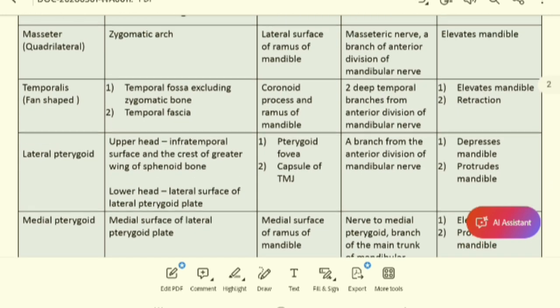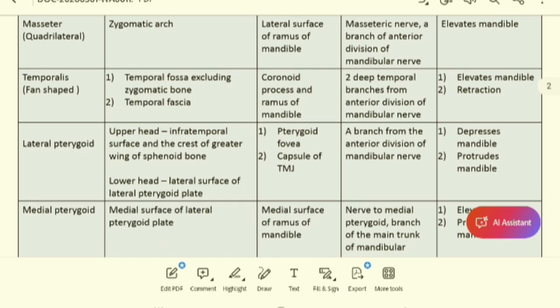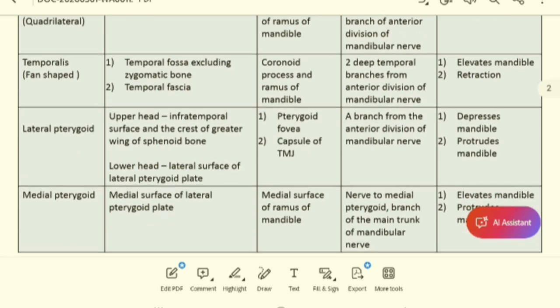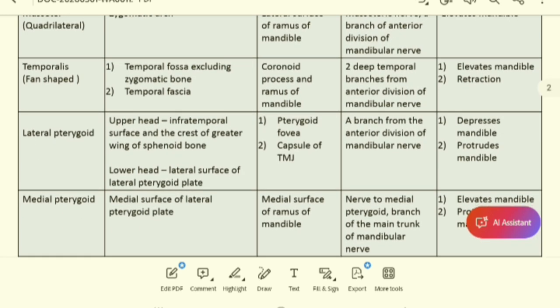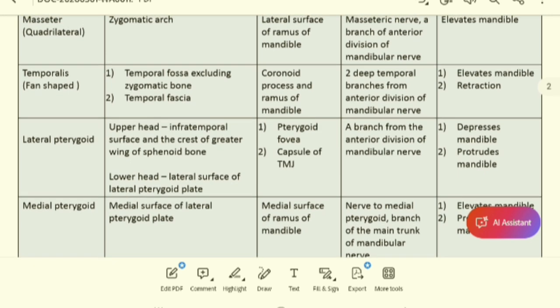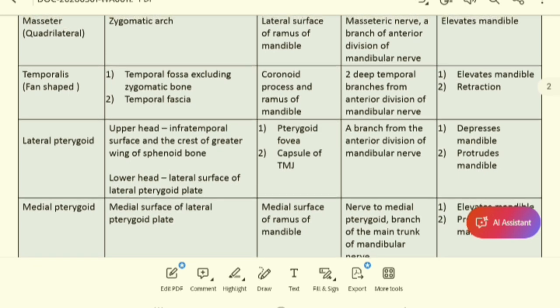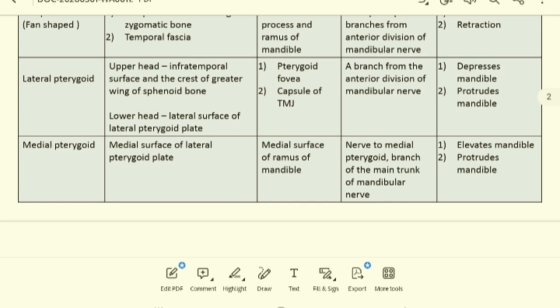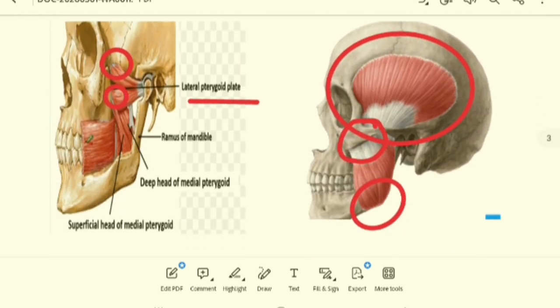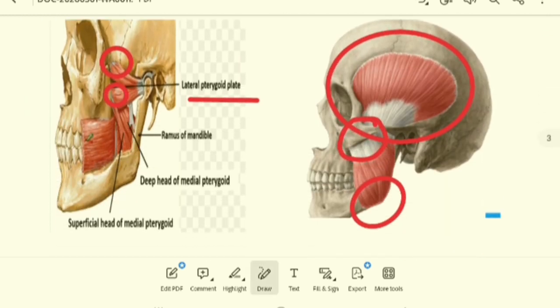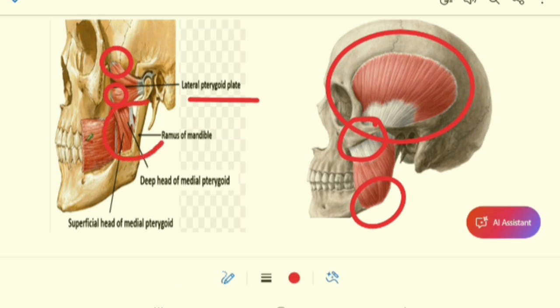So now it is very confusing with surfaces. Instead of that, it is okay if you just remember mandible or ramus of mandible. That will take care of it, but if you can remember these surfaces, that will be very good. Coming to the nerve supply, obviously remember the mandibular nerve only, and the action is it is going to elevate the mandible and protrude the mandible. So now coming here, I'll show you the medial pterygoid muscle. This is your medial pterygoid muscle.